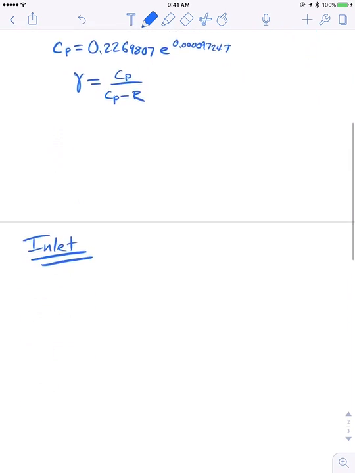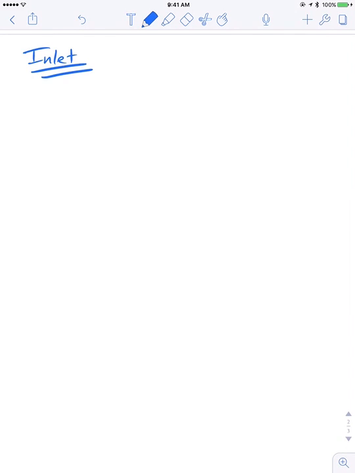So to begin with, we're going to start calculating right up at the inlet, and in order to calculate thrust, we'll need to know our inlet velocity of air. We already know the Mach number, so we need to start off by calculating the speed of sound at our ambient conditions. Our speed of sound is going to be equal to the square root of gamma RT, where T is our ambient static temperature.